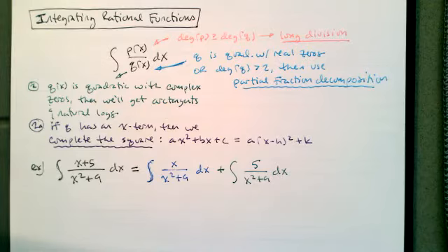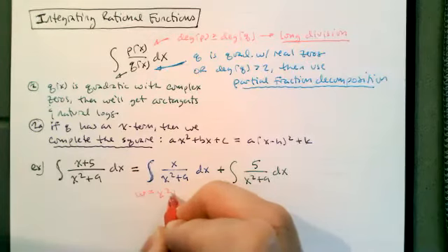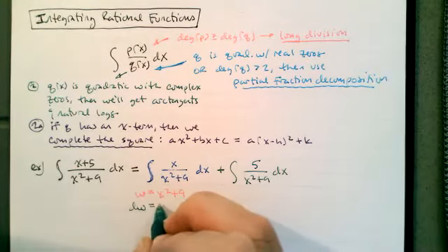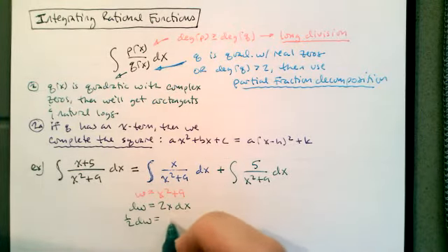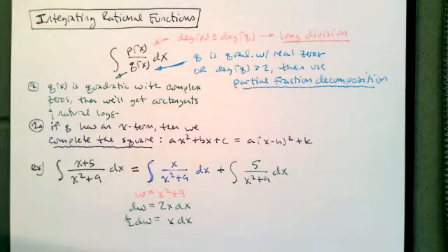The x over x squared plus 9, because the x is the derivative of the denominator. So here, we're just going to make the substitution w equals x squared plus 9. So that dw is 2x dx, and so a 1/2 dw is an x dx. So this first term is just getting the substitution treatment. The second term is a constant over x squared plus 9. That's just going to produce arctangents.